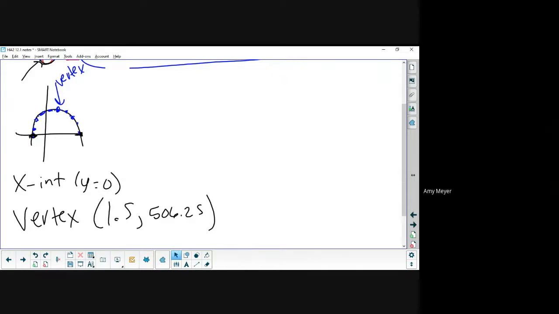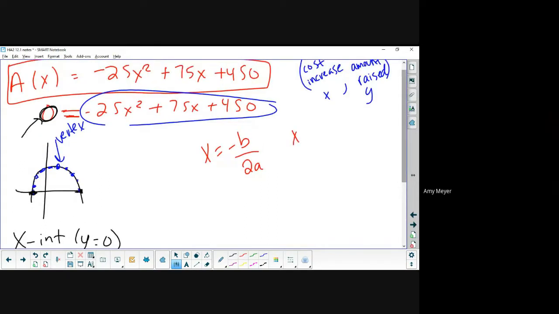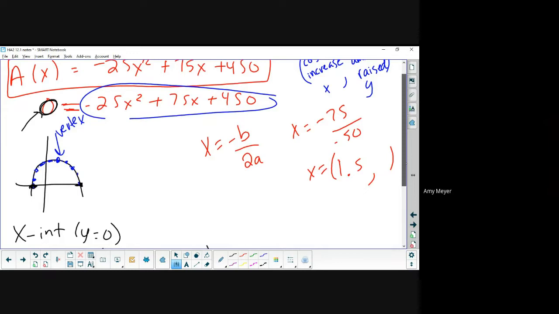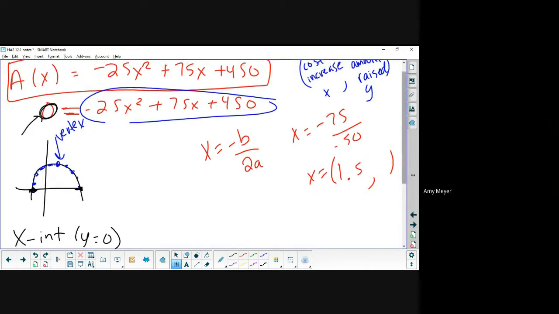So watch what happens here. If I write that formula, x equals negative b over 2a, and I look at my equation, the opposite of b is 75. 2 times a is negative 50. Negative over negative is positive. And 75 divided by 50 is, type it in, 75 divided by 50. Charlie, what do you get? 1.5. Yep.